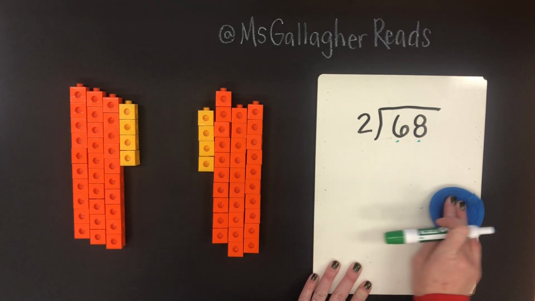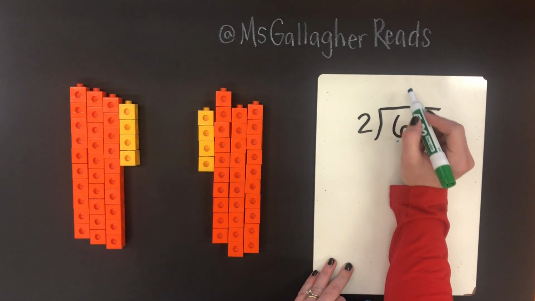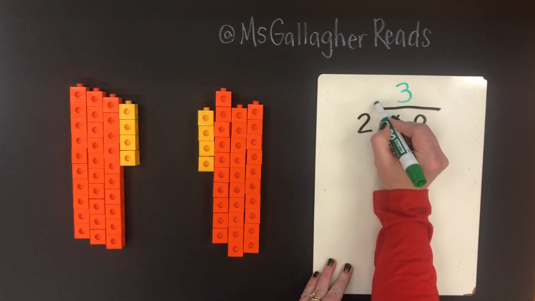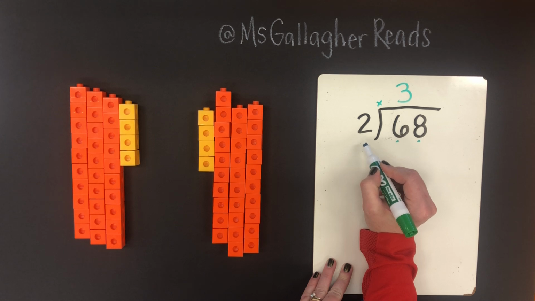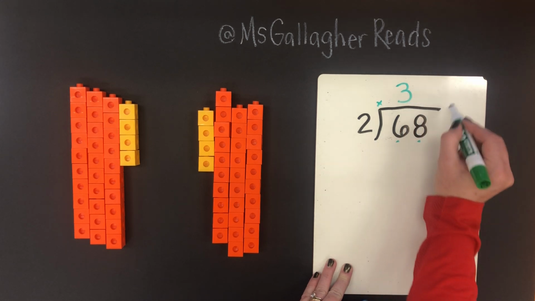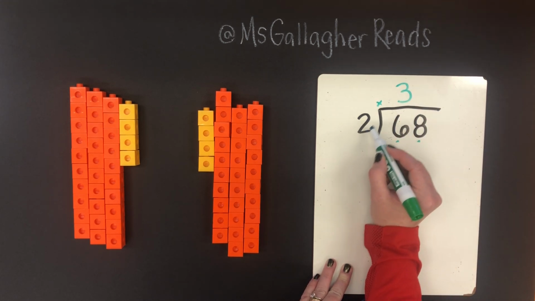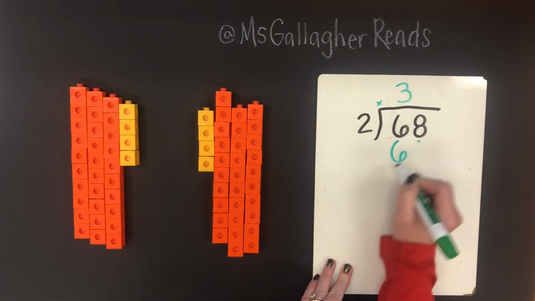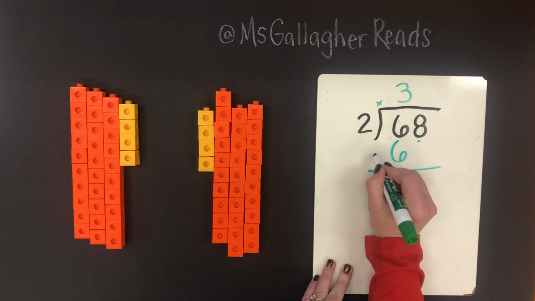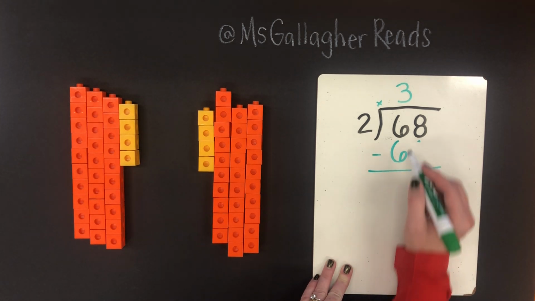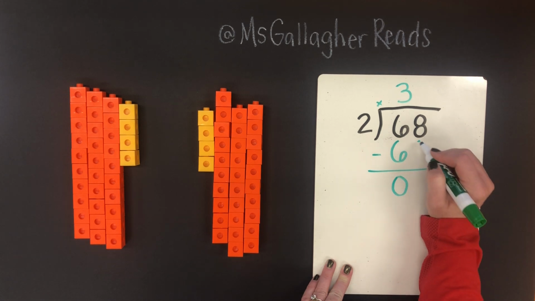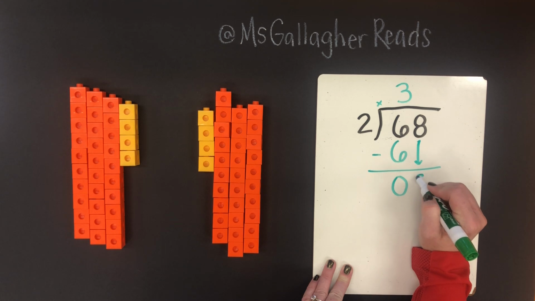I'm going to erase this because that was just my helper, and I'm going to put a 3 up here. The numbers up here are what we are multiplying by to see how many we would get in each group. So 2 times 3 equals 6. I'm going to put my 6 down here, and I'm going to subtract to see if there's any left. There are none left, so I'm going to put a 0, and I'm going to draw an arrow down and bring down that 8.